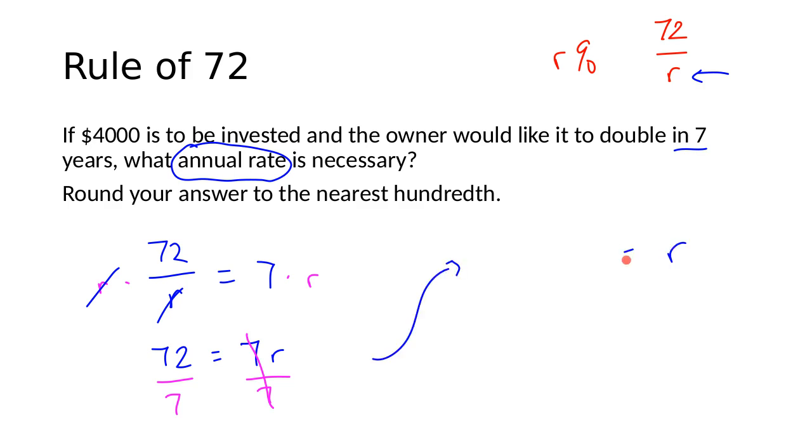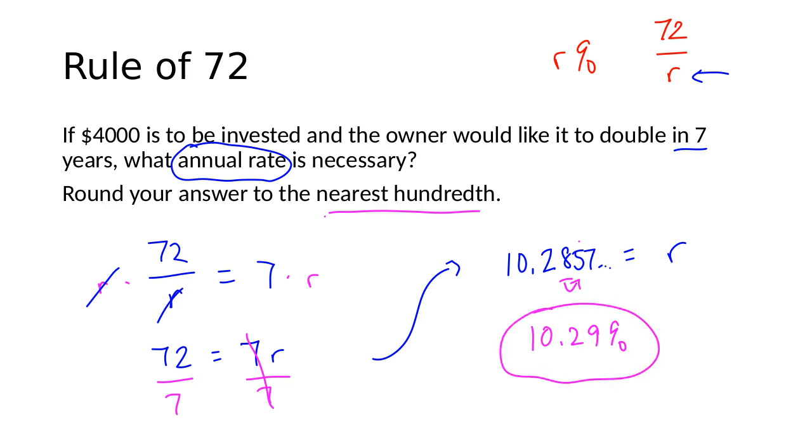So I have R on the right, and then 72 divided by 7 is 10.2857, and that continues. In this case, we were told to round this to the nearest hundredth. We'll find the hundredths place. I'll look one space to the right. Since that's 5 or bigger, we'll round up, and the interest rate necessary for the money to double in 7 years is 10.29%.